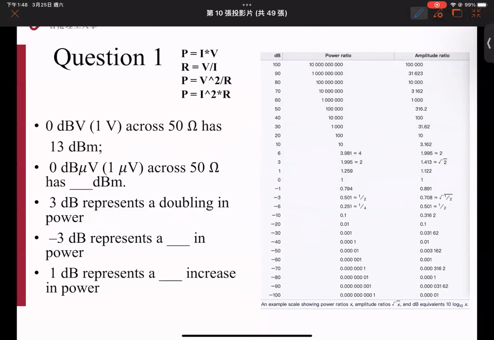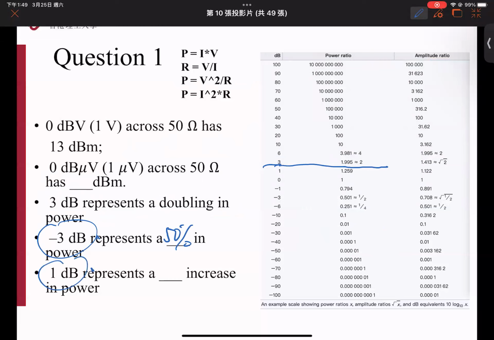So in terms of comparison, you can also see this inside this table. If you look at this table, you will find 3 here. So how about minus 3 dB? It's actually basically the same. It will also be 50% of the power. So we use the same equation, we can calculate that. And how about 1 dB?